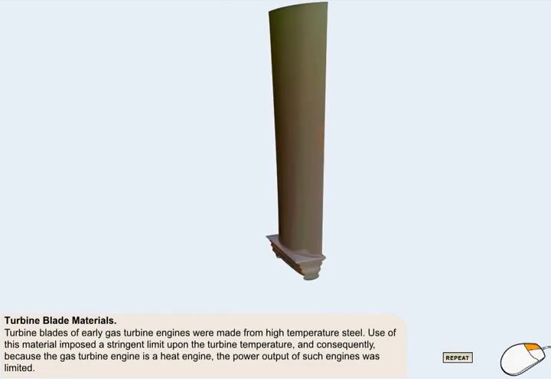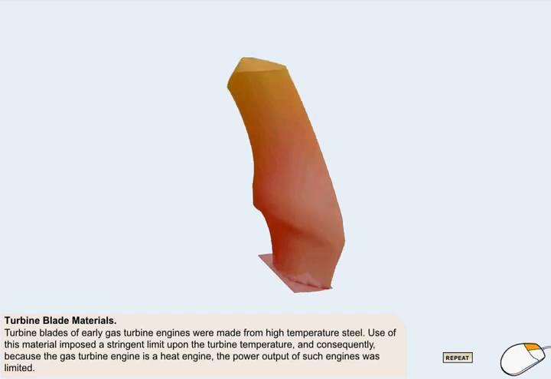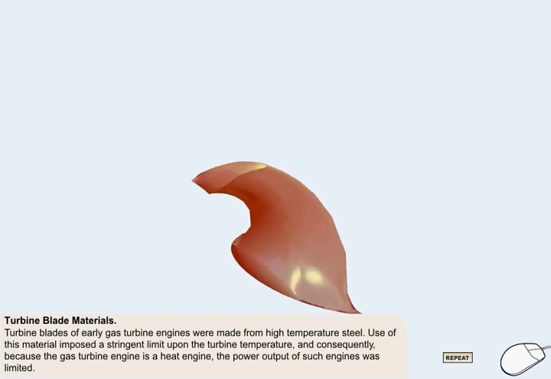The turbine blades of early gas turbine engines were manufactured from high-temperature steel. Use of this material imposed a stringent limit upon the temperature at the rear of the engine, and because the gas turbine engine is a heat engine, it follows that the power output of such engines was limited as a consequence.